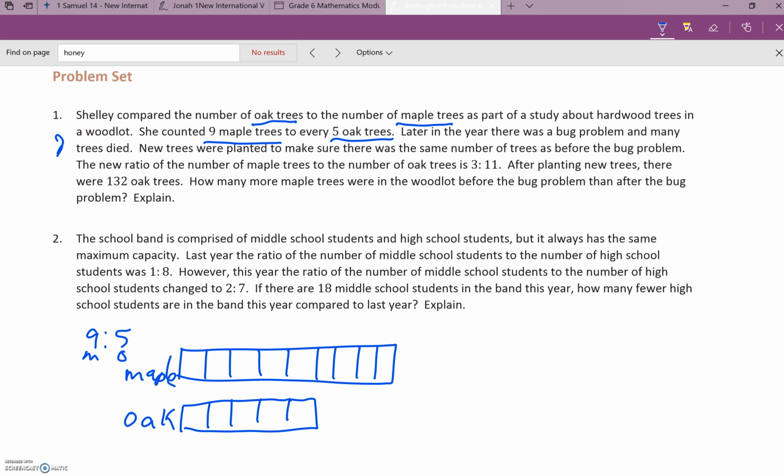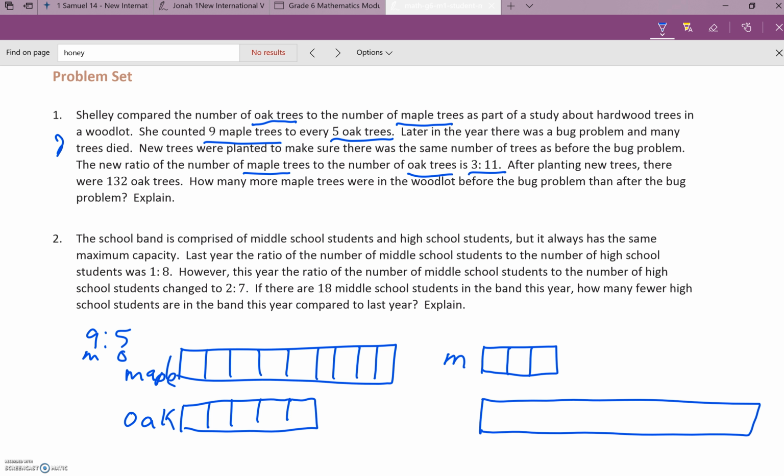Later in the year, there was a bug problem and many trees died. New trees were planted to make sure the same number of trees as before the bug problem were there. The new ratio of the maple trees to oak trees is 3 to 10. All right, so now I have that new ratio. It is 3, and I believe I said 10, but it's 11. And this is my maple trees. And then I have 11. And these are my oak trees.